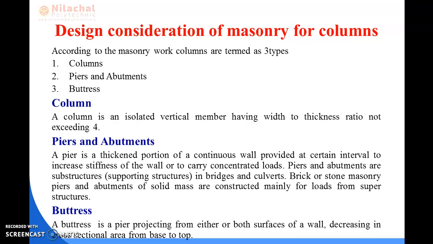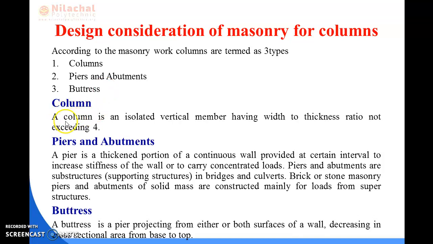Now comes the design consideration of masonry for columns. According to the masonry column, the columns are of different types. There are 3 types of masonry columns used in construction work. The first is the normal column, the second is piers or abutment, which we provide in case of bridges, and the third is buttress. All 3 are one kind of column, that is, compressive members.